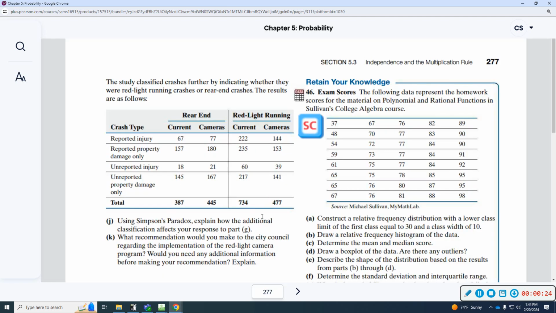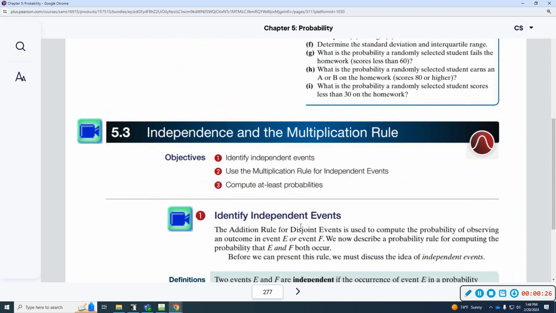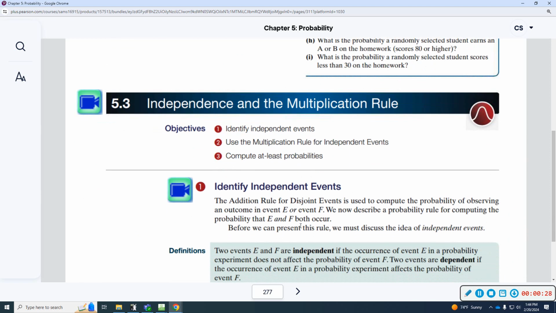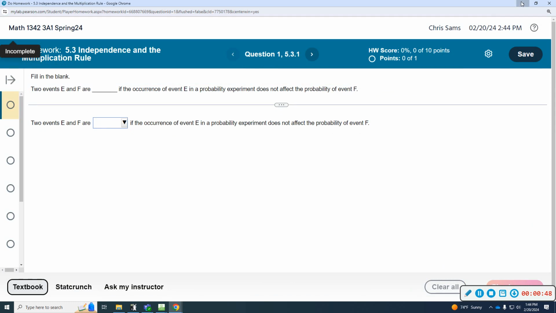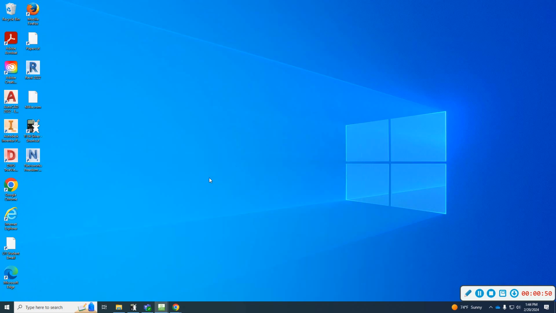But for the sake of this intro video, I just want to give you a mini lecture and a micro understanding of what you're going to be seeing in this section. I'll try to keep it about 5 minutes. So we're going to be looking at independent events. We're going to be looking at how to use the multiplication rule for independent events and compute at least probability. So these are like the main ideas. And so let me give you a small example of what those look like.